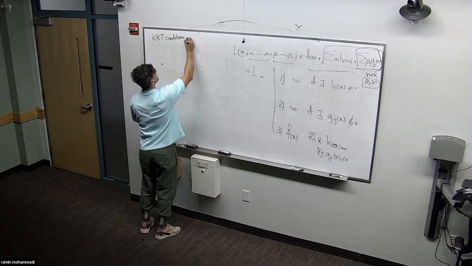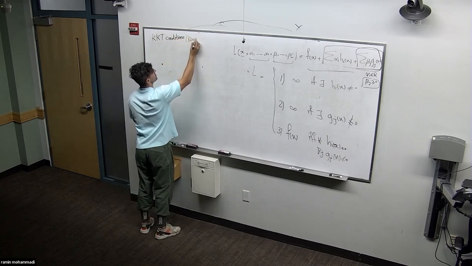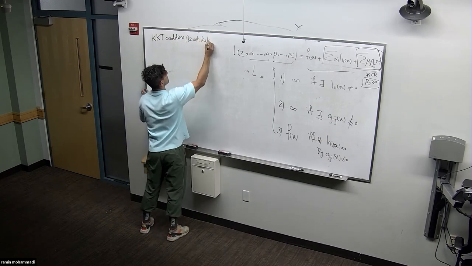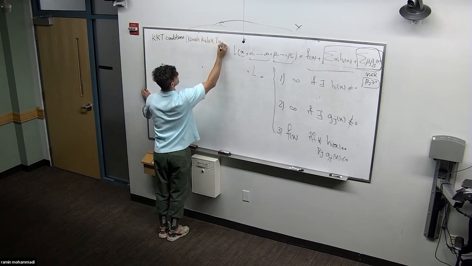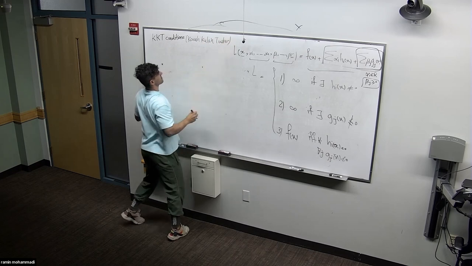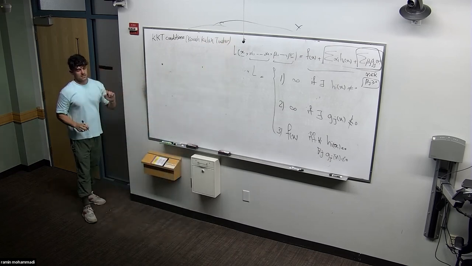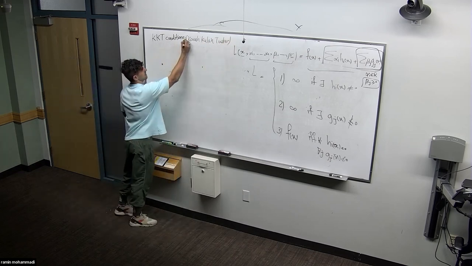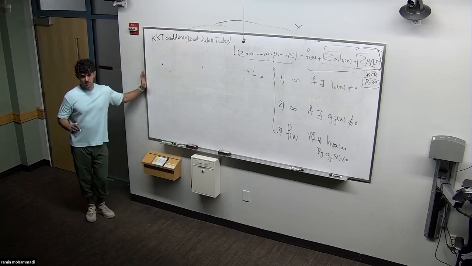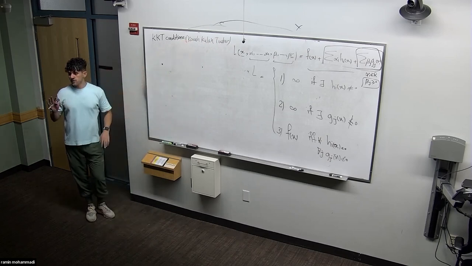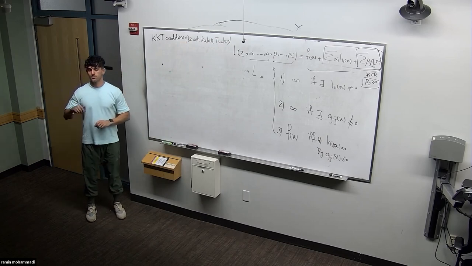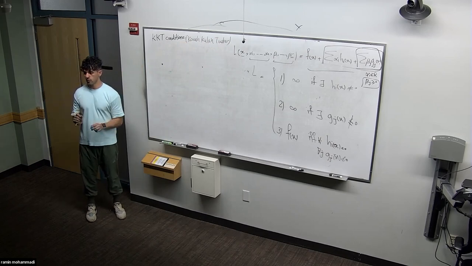It's called, I think, Karush Kuhn Tucker. I might be misspelling it, Karush Kuhn Tucker, but that's the person who basically came up with this technique. It's called KKT conditions. There are five conditions that you need to check for, in order to prove that your solution basically works.